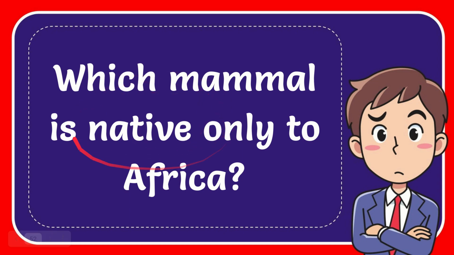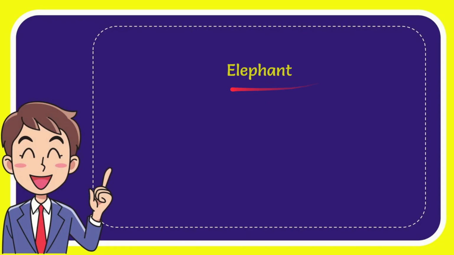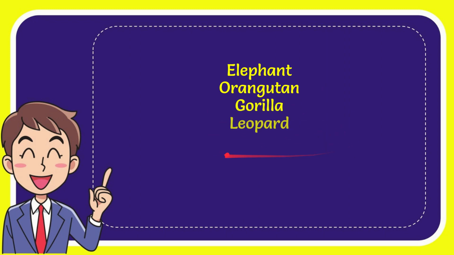In this video I'm going to give you an answer for a question, and the question is: which mammal is native only to Africa? Which mammal is native only to Africa? Now I'll give you a list of the options. The very first option is elephant, the second option is orangutan, the third option is gorilla, and the last option is leopard. So from these four options, what do you think? Which one is the correct answer for the question?